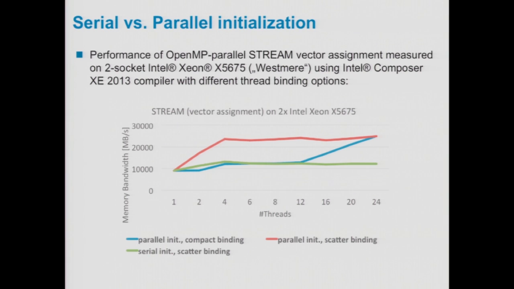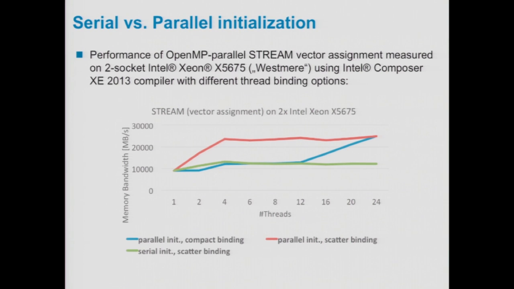The green line, which is kind of the worst performance of the bunch, had a simple serial initialization, and that was forcing all of the pages for that particular array to be bound to the master thread. And then there's different kinds of bindings of how you assign OpenMP threads to cores in the system. There's a compact binding and a scatter binding.